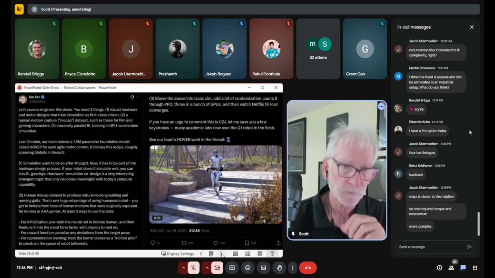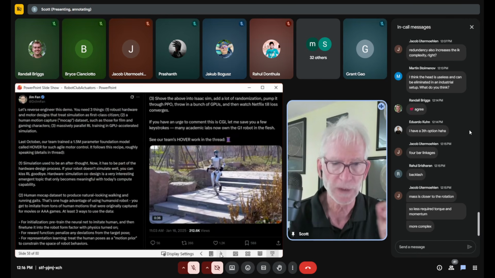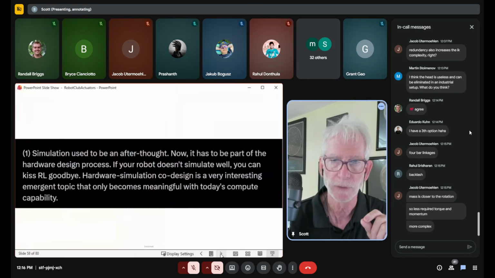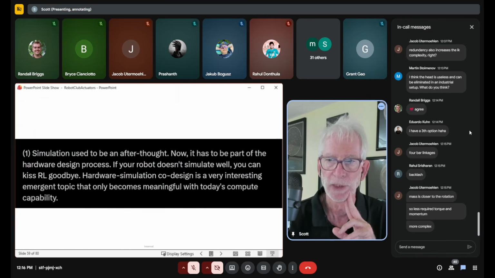Okay, so here's one reason why using your actuators as joints could be very advantageous. This is something that Jim Fan talked about last January when talking about the Unitree bot, which was really the first display of RL walking and running. He has this one quote that just stuck out to me: simulation used to be an afterthought. Now it has to be part of the hardware design process.